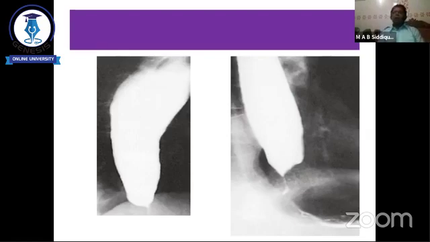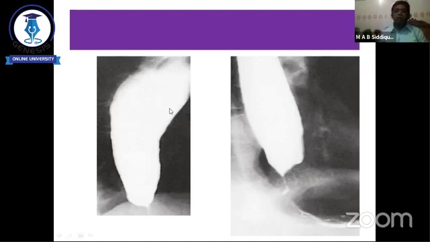So look at the picture here on the screen. Sometimes there is a scenario like this: the patient having dysphagia, and this is the barium X-ray. This is the contrast X-ray of the patient.